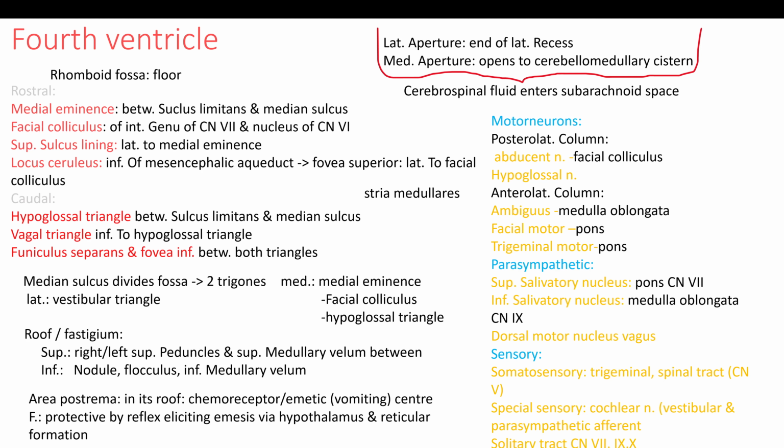We also have, interestingly enough, a structure called the area postrema on the roof of the fourth ventricle at the level of the obex. It is a chemoreceptor trigger zone, also known as the vomiting or emetic center, which serves a protective function by reflex, eliciting emesis, the medical term for vomit, via connections with the hypothalamus and reticular formation. It coordinates neurons sensitive to a wide range of toxic substances.